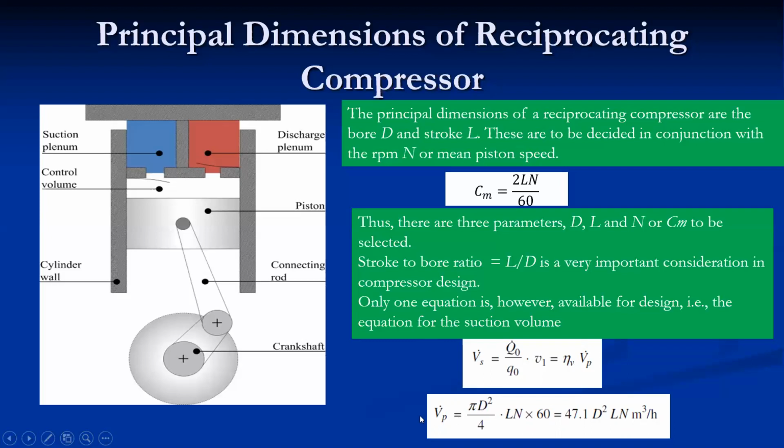If it is multi-cylinder, then V dot S is multiplied accordingly. Pi by 4 by 60 is a constant, so it remains. The variables are D square, L and N. So the piston displacement mainly depends on these three parameters, diameter, length and RPM, in meter cube per hour.